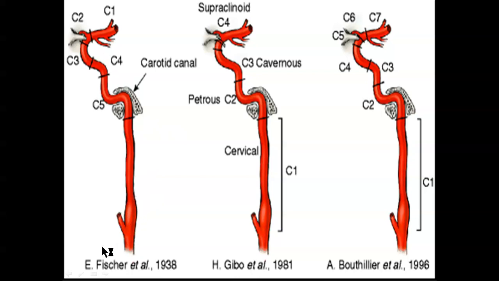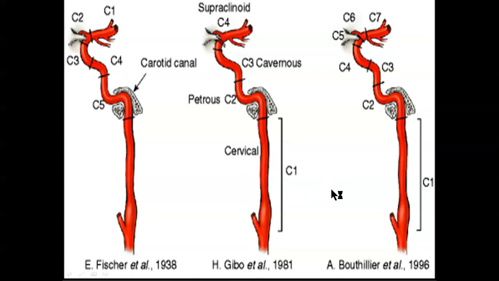So the first classification was given by Fisher. What he did, he divided internal carotid artery into five segments, but basically from distal to proximal, that is from above to below. So therefore it's called the retrograde kind of classification. Why retrograde? Because the blood flow from the internal carotid artery is from the neck towards the brain, towards the head, that is from below to above, whereas his classification starts from above to below. So that's why it's a retrograde classification.